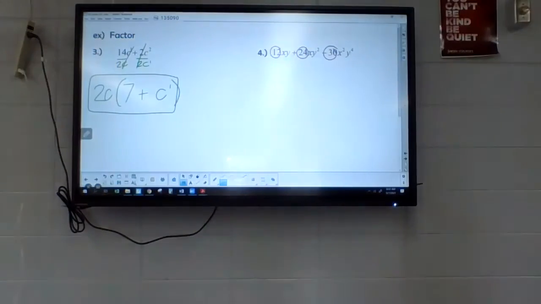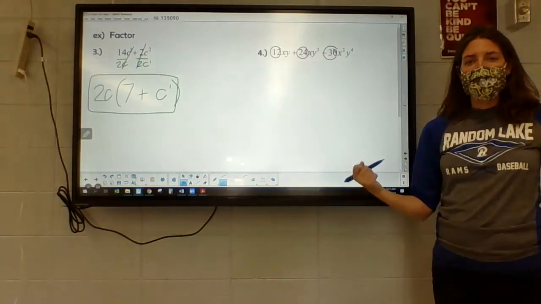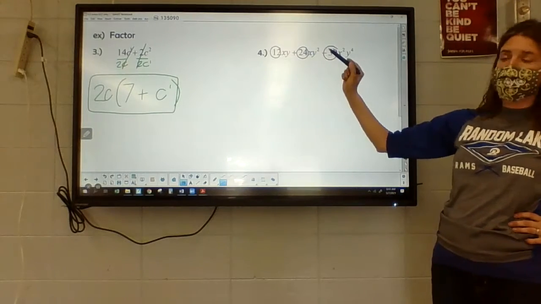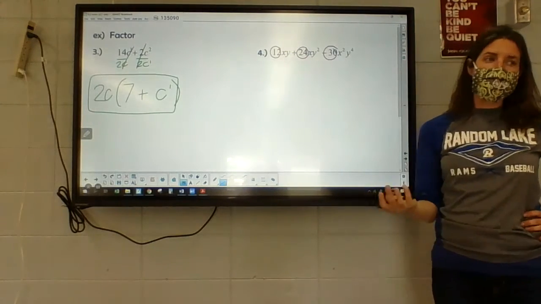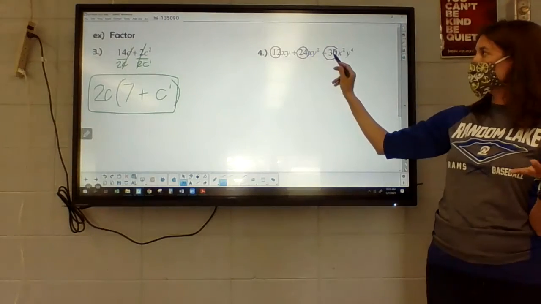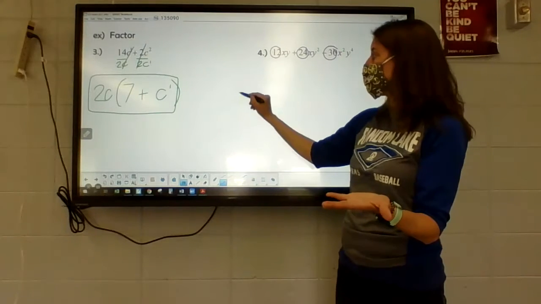Sometimes, if you have a guess, I'd suggest dividing all of them. So 12, 24, and 30. I usually start with the smallest one and check: does 12 go into 24? It does. But 12 doesn't go into 30, so 12 is not the GCF. So then I look at 12 again. 6 is the next biggest number that goes into 12. And 6 goes into 24 and 30. So I'm going to pull out a 6.